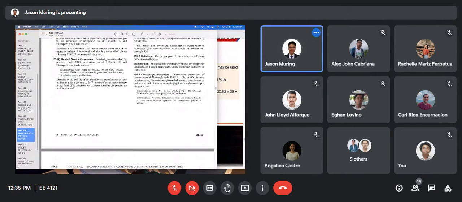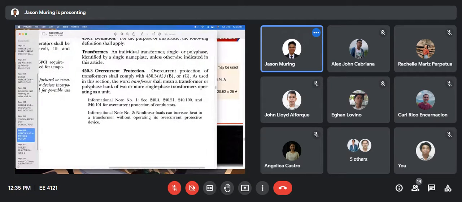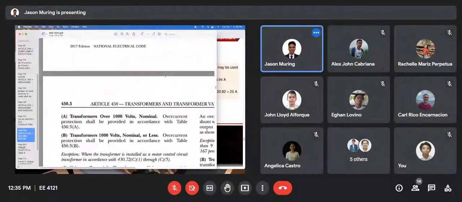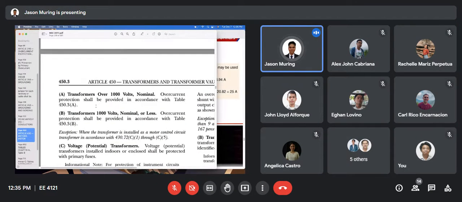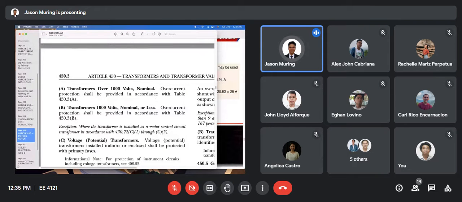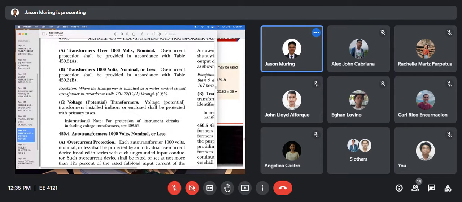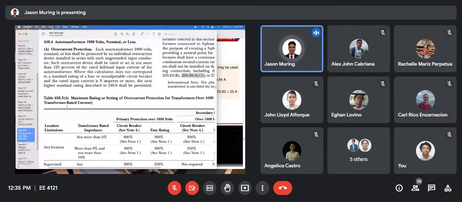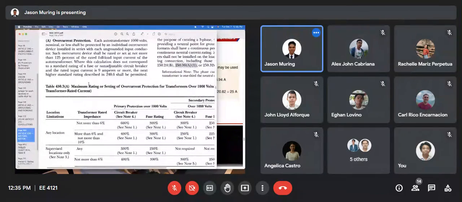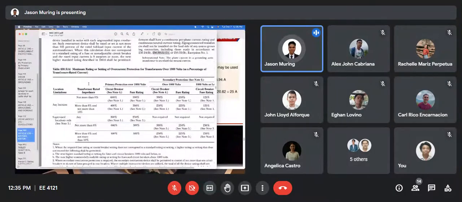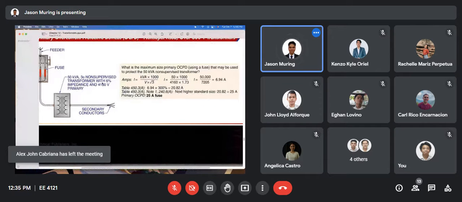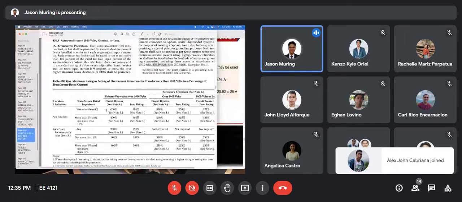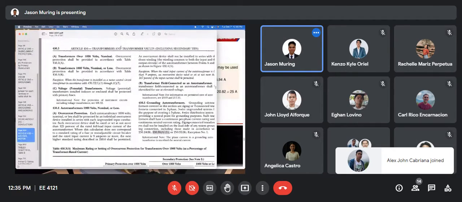450.3A. So overcurrent protection. For transformers over 1000 volts nominal, overcurrent protection shall be provided in accordance with Table 450.3(A). So this is Table 450.3(A). Here in this three phase we have impedance of 6%, then voltage 4160, meaning it's over 1000. So we use this.